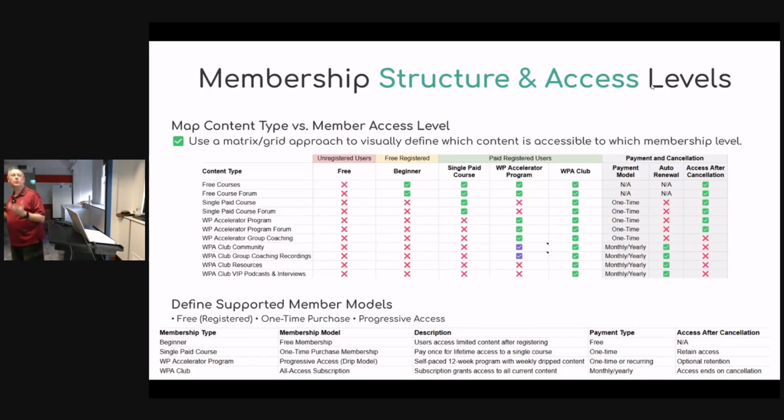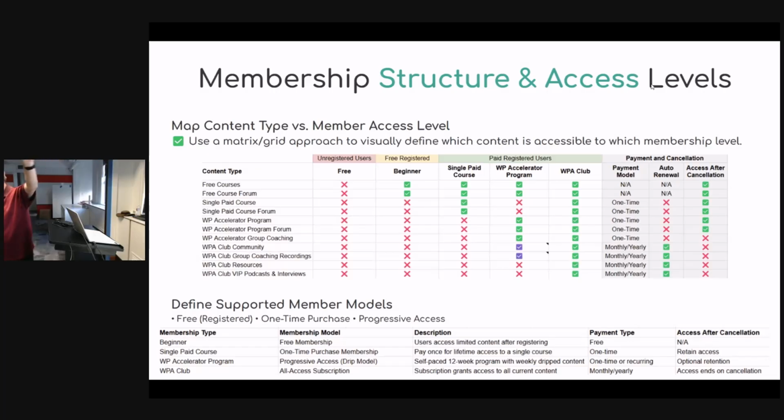So that could be a Facebook or anything. Then we move on to the paid section. So I've got single paid courses that they can get access to, but they don't get access to the big program, because the big program, again, is a separate paid course. If we move on to the Accelerator program, you can see here that they actually get access to free courses. They don't get access to single paid courses in that instance.